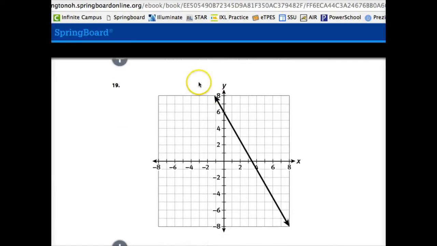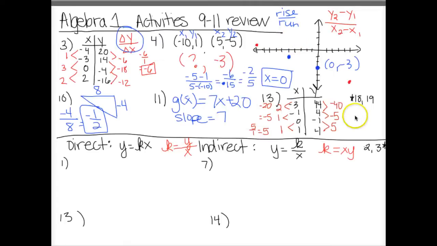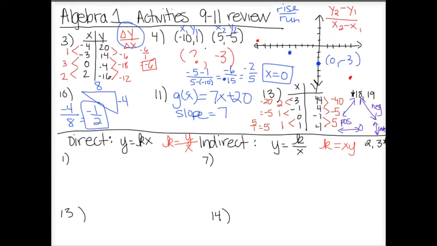This one, in 19, it's falling to the right, which means that is a negative slope. So what you should be looking at again, and I'm trying to use different colors so this will stand out: if you have a line that rises to the right, that's positive. If it falls to the right, that's negative. If it's horizontal, the slope is 0. And if it's vertical, the slope is undefined. I can't fit the word undefined there, but we did just go over that one. All right, so that takes care of activity 9.